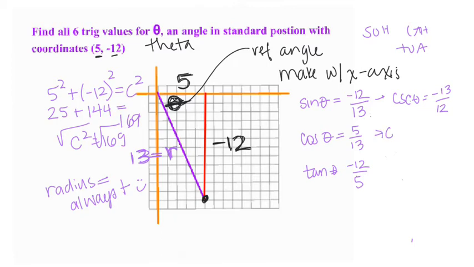This should just be secant. Let me erase that. So secant of theta will be positive 13/5. And cotangent of theta will be -5/12. So the negative stays with it, but it moves to the top. We don't put that negative in the denominator ever when we write fractions.